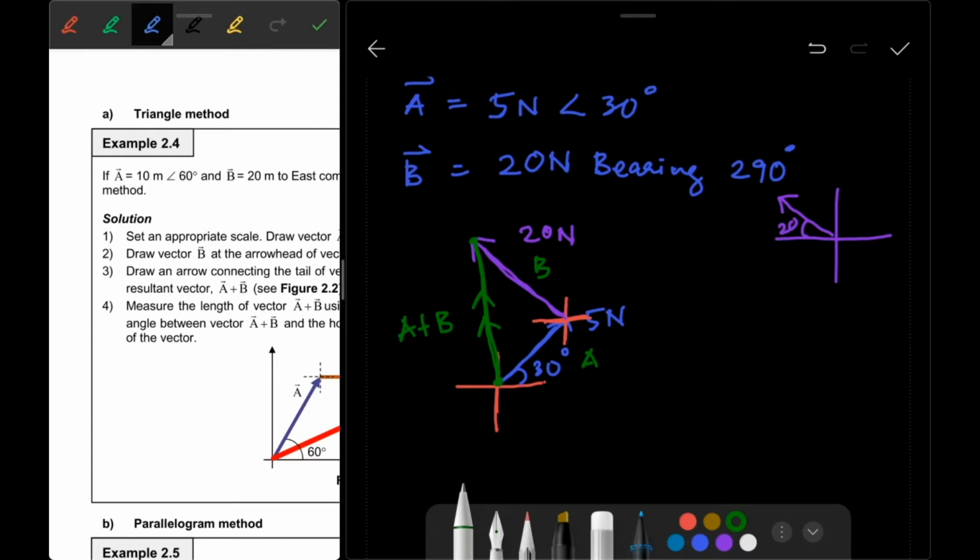When you draw it, you have to draw it properly. You have to measure and draw the 30 degree angle precisely using a protractor. Then you can measure the resultant from your drawing. This is what we call the triangle method.